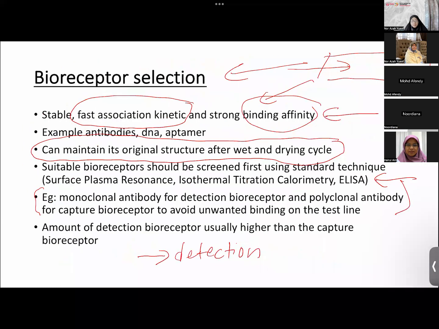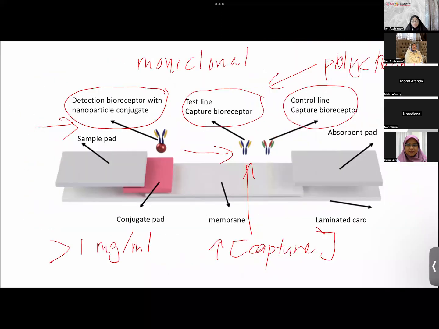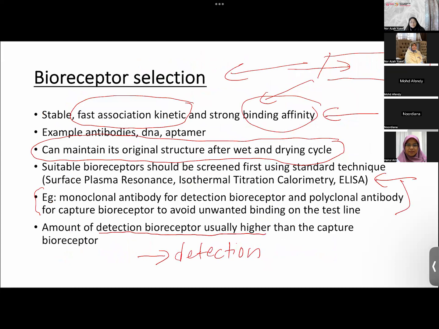The amount of detection bioreceptor is usually higher than the capture, because we need to capture as many analytes, as many antigens, from the sample. So this is required, but then you have to optimize, and we're going to talk about that. You cannot overcrowd the conjugate pad as well as the membrane test line. We have to optimize how much. It cannot be too much, and it cannot be too low a concentration. Those are things we have to optimize first before the final formulation is established.